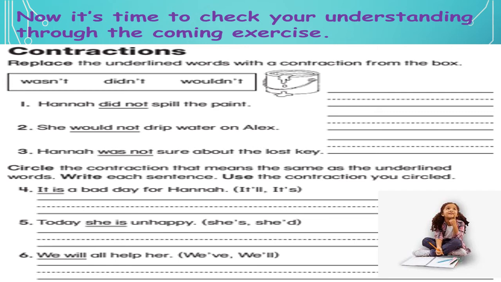The next exercise, circle the contraction that means the same as the underlined words. Write each sentence, use the contraction you circled. Number 4, it is a bad day for Hannah. What's the short form of it is? It'll or it's? Number 5, today she is unhappy. So you need to choose the short form of she is. Is it she is or she'd?